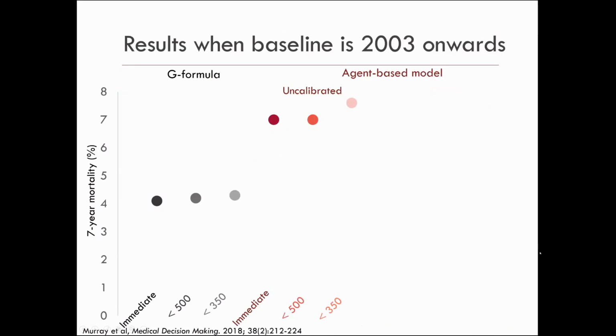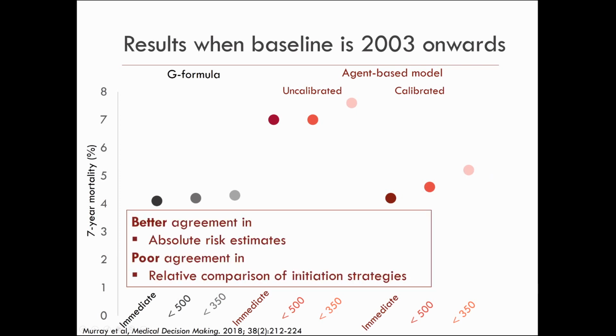So we played around with tweaking this, and we picked some values for a calibrated model. So I just want to show you how much that improved the situation. As a reminder, this is our G-formula estimate and our uncalibrated estimate. You've seen these numbers before. When we calibrate the model by varying those two parameters, we now get almost exactly the same value for the intermediate scenario, but we again see poor agreement in the relative comparison of strategies.